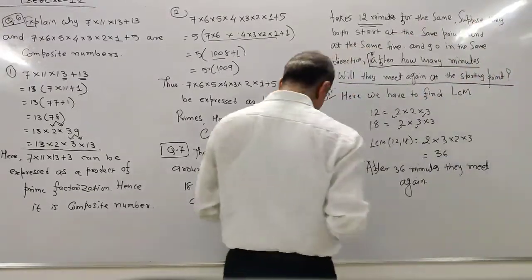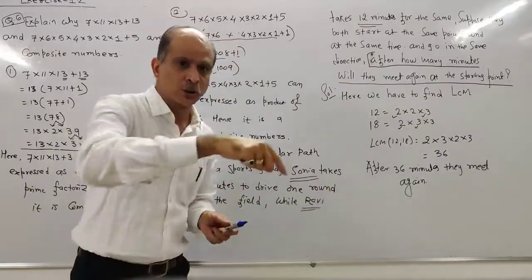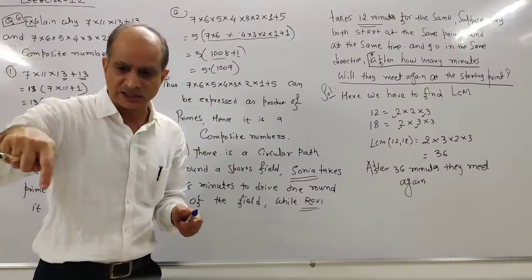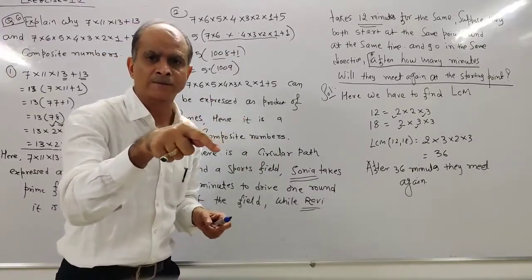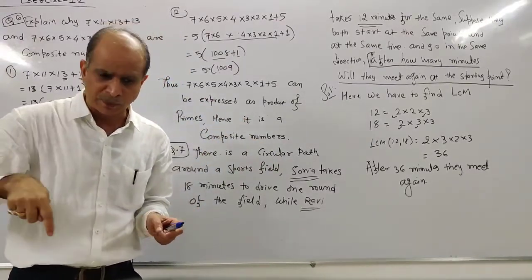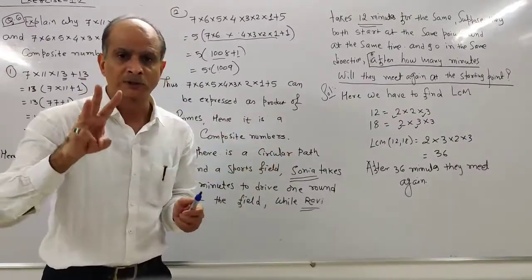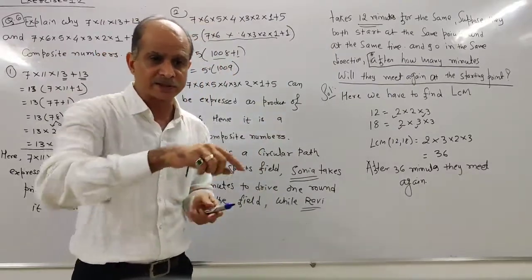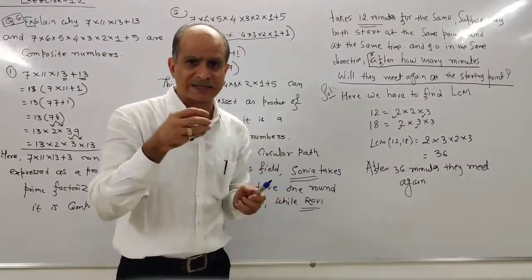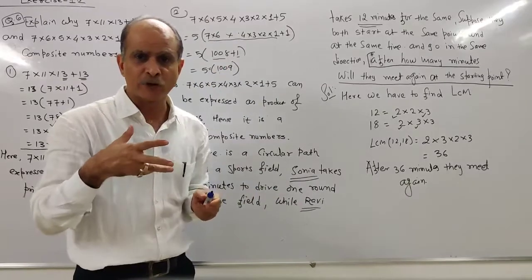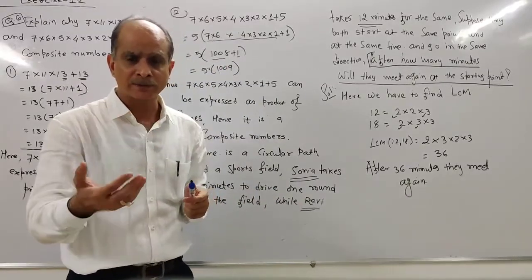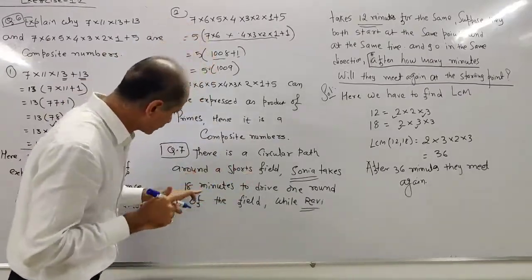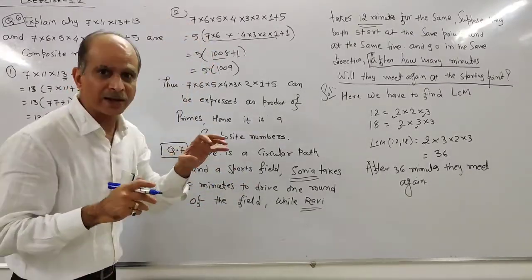You know, Sonia takes 18 minutes to complete one circular path. So in 36 minutes, she completes 2 rounds. In 18 into 3, that is 54 minutes, she completes 3 rounds. Similarly, Ravi completes 1 round in 12 minutes. So for 1 round, he takes 12 minutes. For the second round, 24 minutes. Third round, 12 threes are 36 minutes. So you know, after 2 rounds, they will meet again.